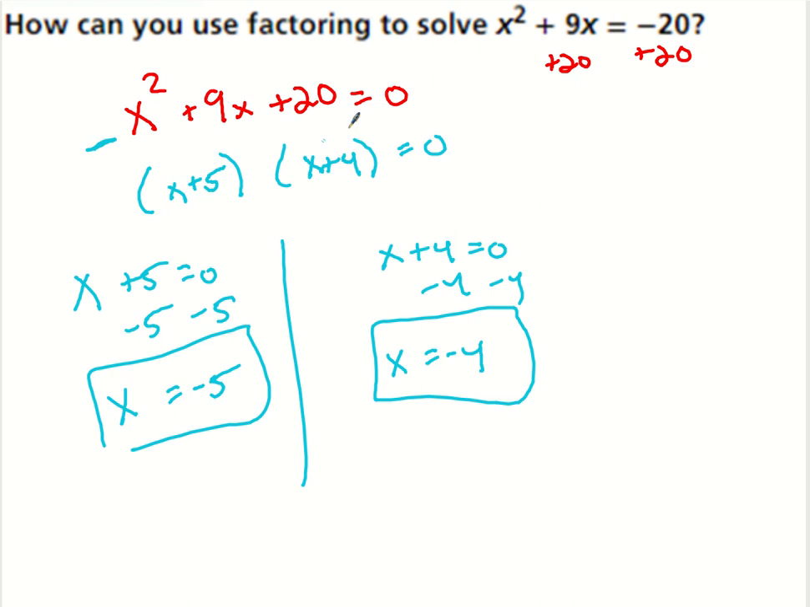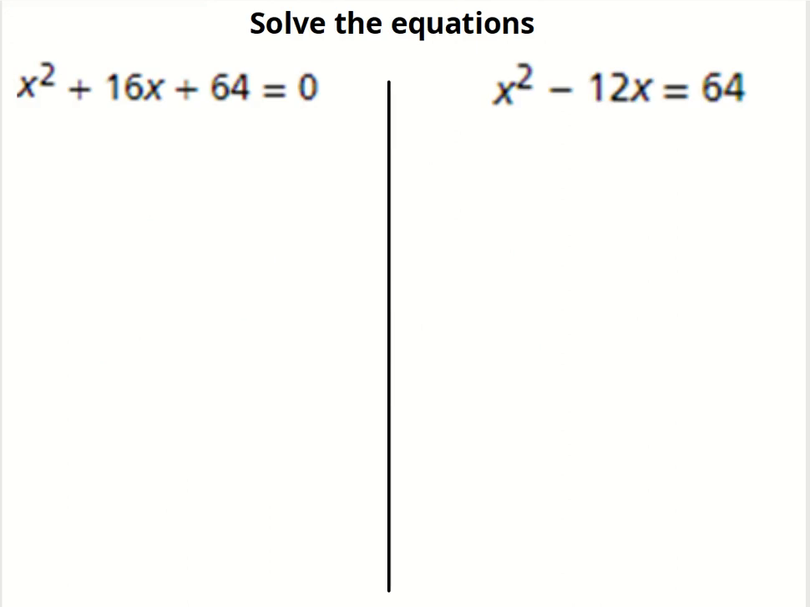So these are my two solutions to this quadratic equation. If I were to plug these into this equation, it would give me 0. Or if I were to plug these into here, it would give me -20. So these are my two possible solutions for this equation. If I were to graph it, these are the x-intercepts.